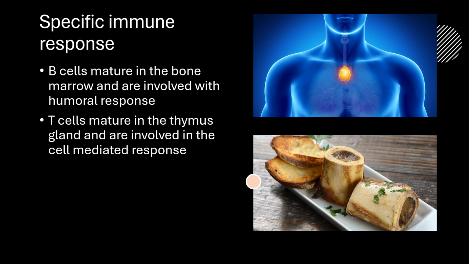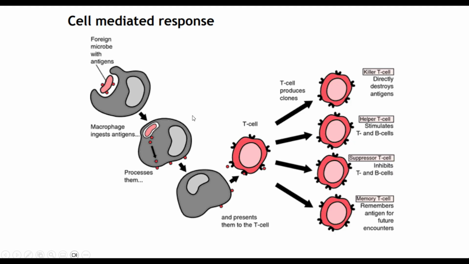So now you've got a specific immune response. You've got two things: B cells and T cells. B cells are called that because they mature in the bone marrow, and they're involved in something called the humoral response, which is a type of specific immune response, which you'll see in a minute. T cells mature in the thymus gland and are involved in the cell-mediated response. You'll see that in a minute too. The thymus gland, by the way, you know from HIV, where it starts swelling. Alright, cool. Cell-mediated response.